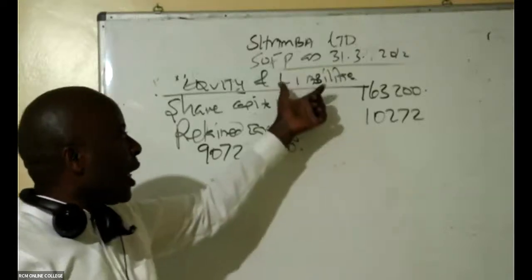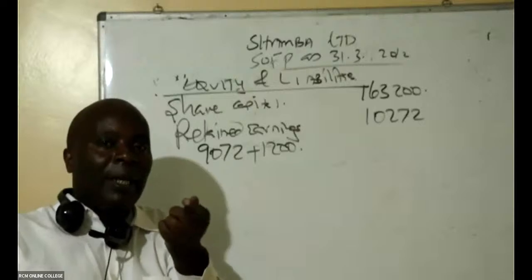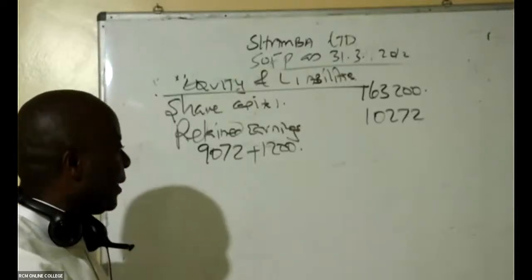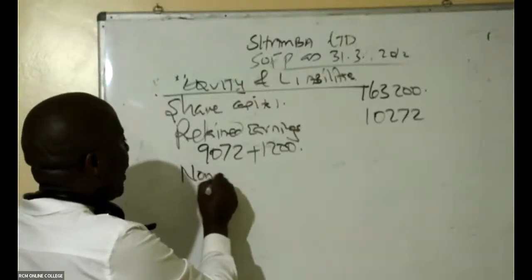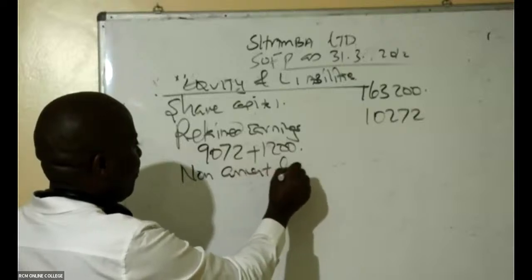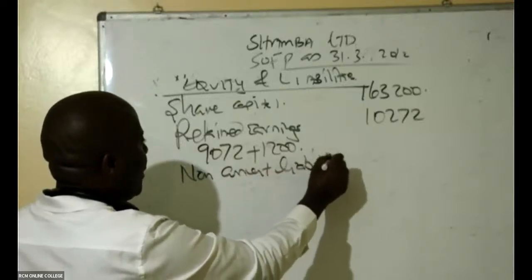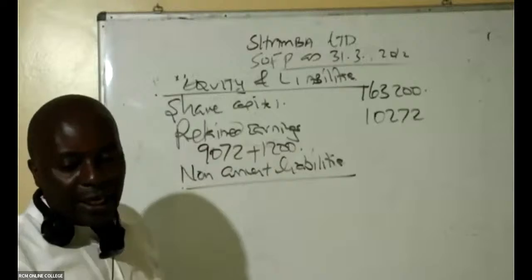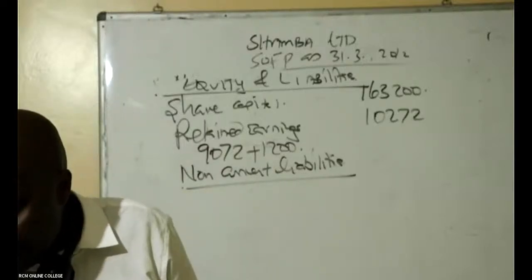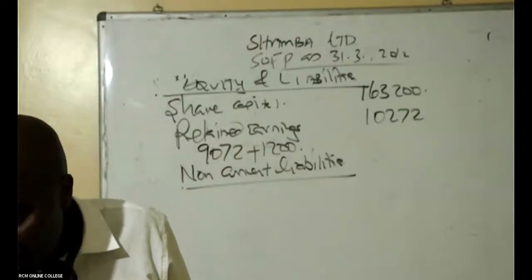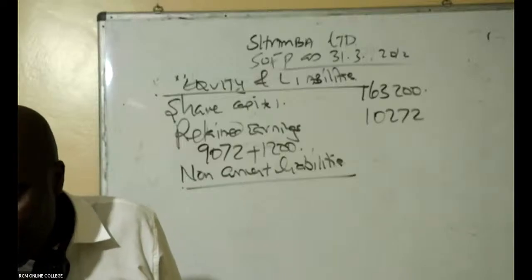Now we shall be able to go to the liabilities, of which we start with the non-current liabilities. If you look at the non-current liabilities, we only have one.